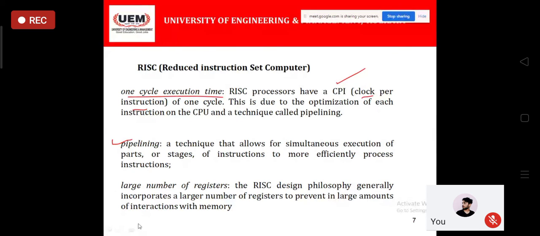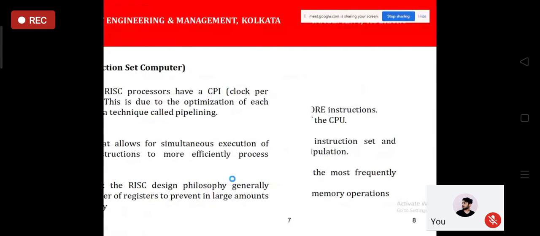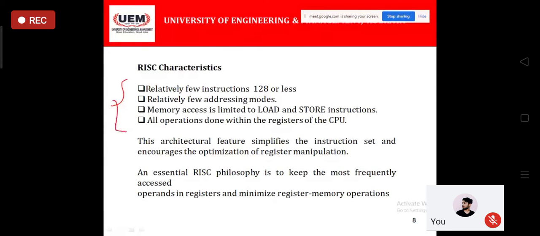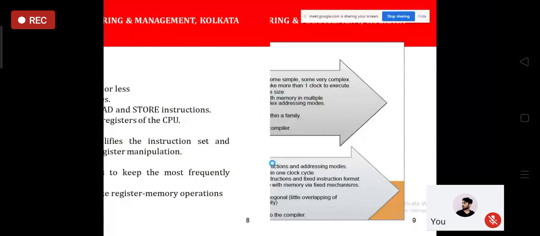And another point is that a large number of registers are there. So CPU registers we will be using here. Nowadays you have seen, right, H, L, B, C, D, E, all CPU registers, a large amount of CPU registers we use nowadays. All the processors we will be using next semester, 8085 and all those things, are basically RISC type of processors. Okay. So one cycle execution time, the pipelining concept, and a large number of registers. These are certain characteristics you have, and you can go through them.